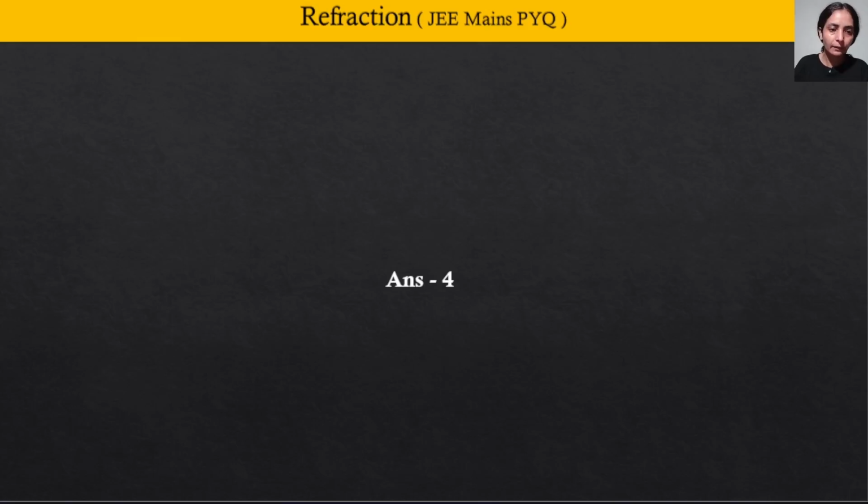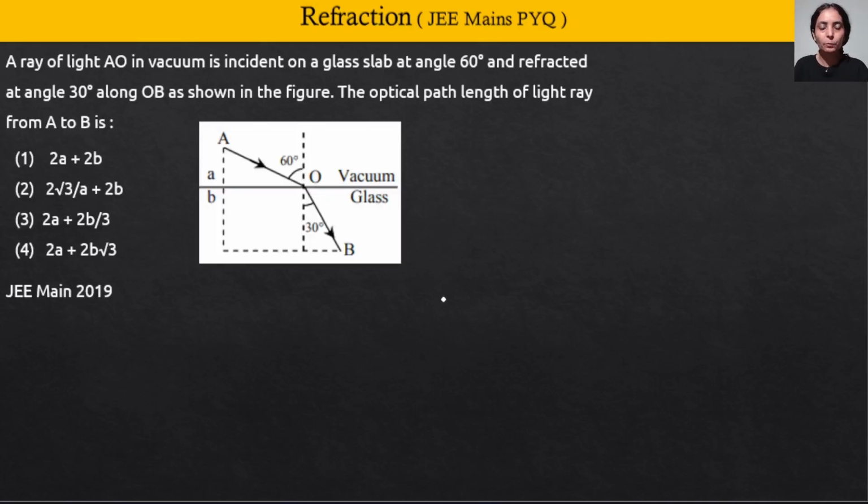Then I hope it is clear. We should have some a bit idea of how to go with the ray diagram also. Then we can easily trace the problem. Then it is important. अब देखो यहाँ पे क्या है? A ray of light AO in vacuum is incident on a glass slab at an angle of 60 degree and refracted at an angle of 30 degree along OB.